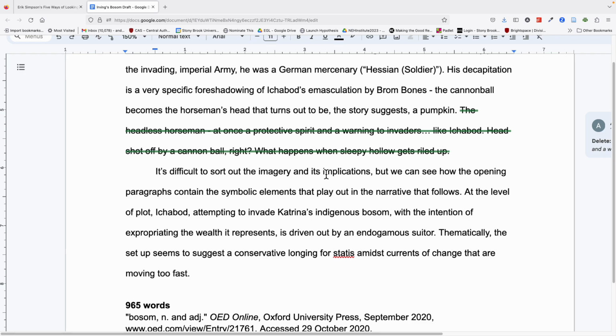But one thing I want to make clear is that I haven't figured everything out, and what I've done is shown how the beginning of the story anticipates the rest of it and maybe provides a better understanding of what's actually at stake in the action of the Legend of Sleepy Hollow. I think I would go back and revise that some more. Again, this is just a draft, but as I say at the end here, "it's difficult to sort out the imagery and its implications, but we can see how the opening paragraphs contain the symbolic elements that play out in the narrative that follows." I don't need to figure everything out and reach some sort of conclusive analysis.